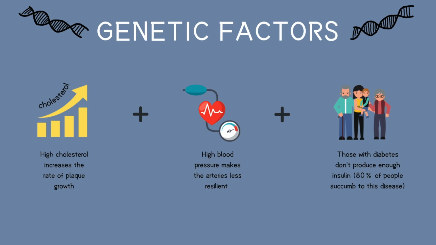Having high blood pressure makes the arteries less resilient through the thickening of the walls. The plaque buildup becomes hard and excessive, which decreases the blood flow of cells. Those with diabetes don't produce enough insulin to help regulate blood sugar, but since they lack insulin, the blood sugar will just remain in the bloodstream and will lead to plaque buildup. Approximately 80% of people with diabetes succumb to this disease.